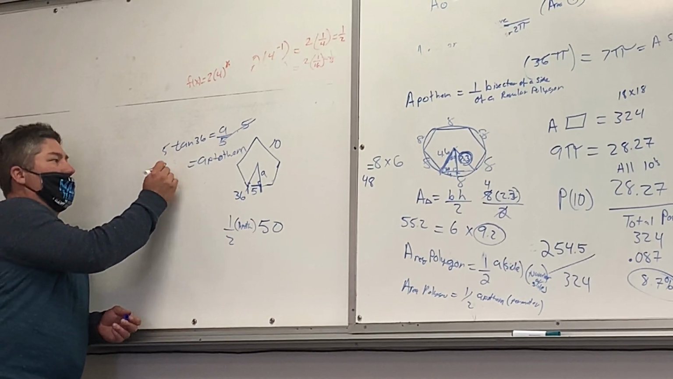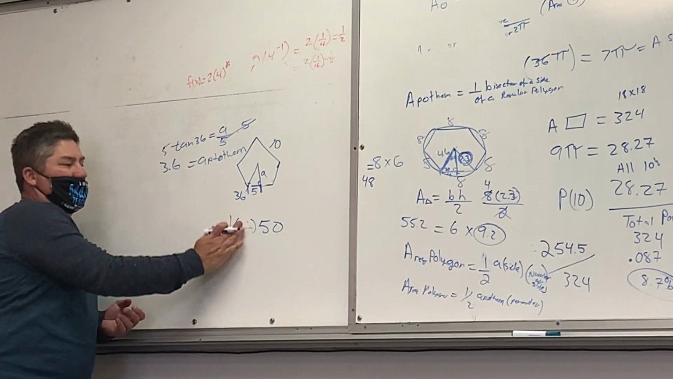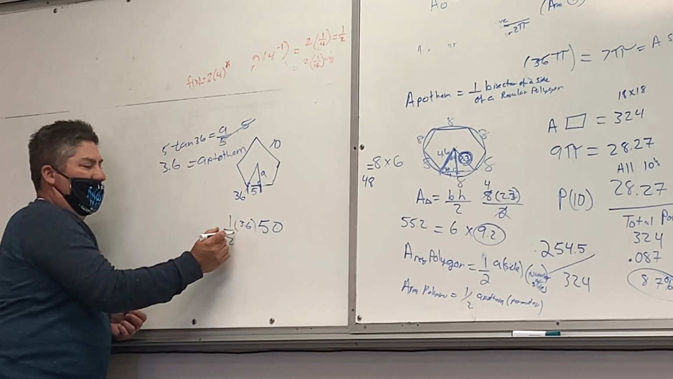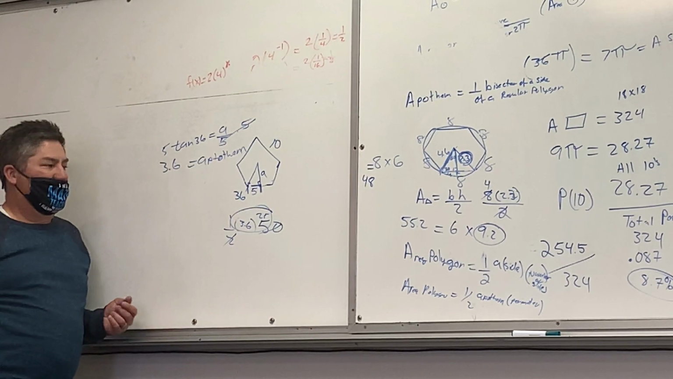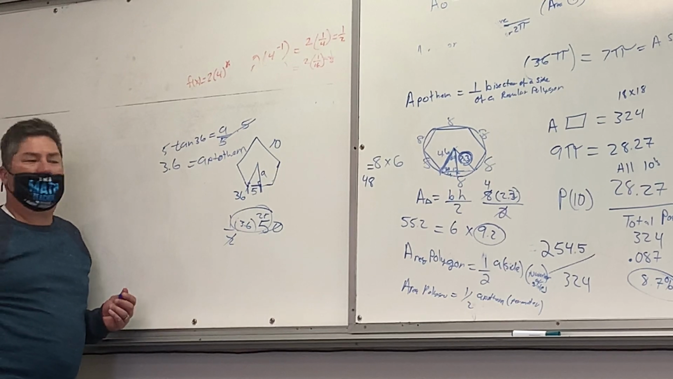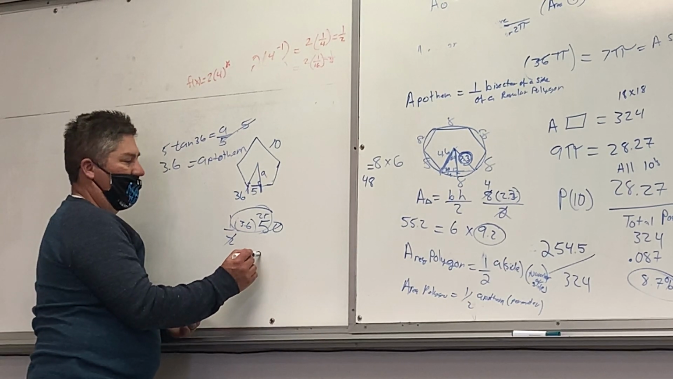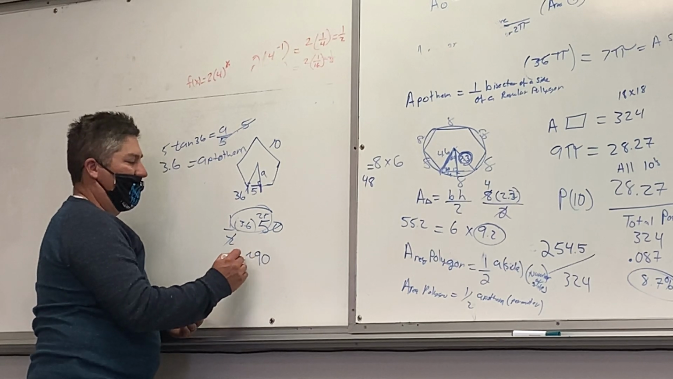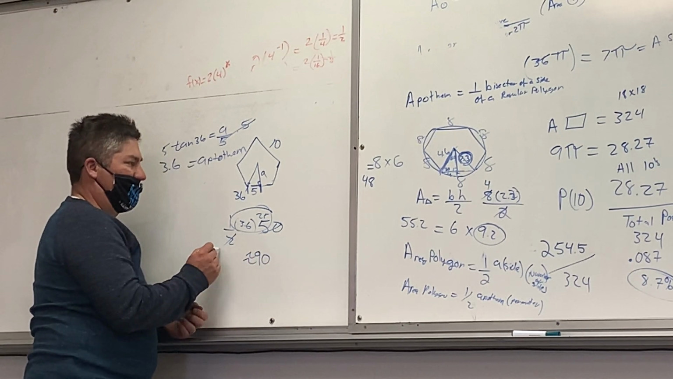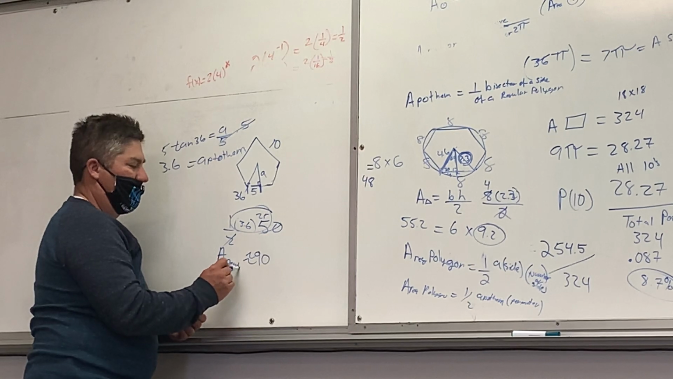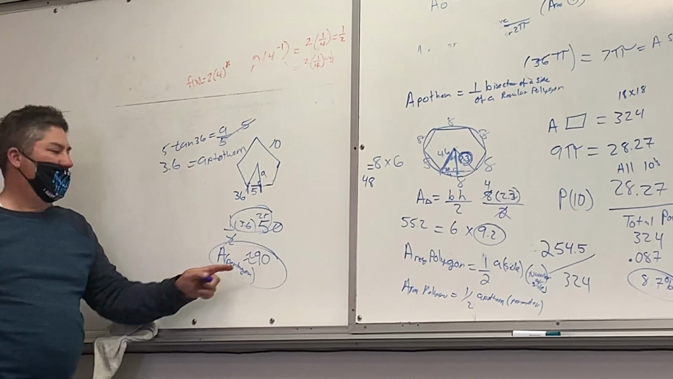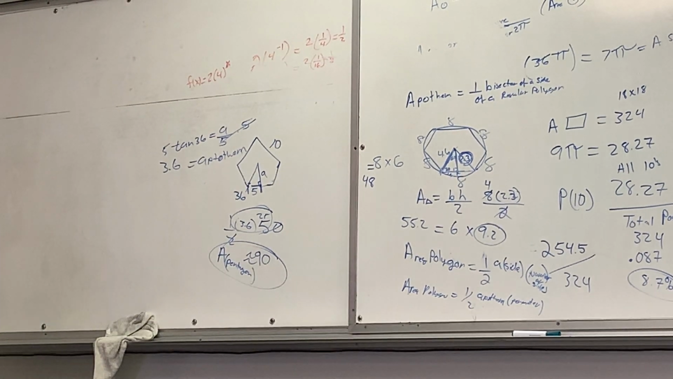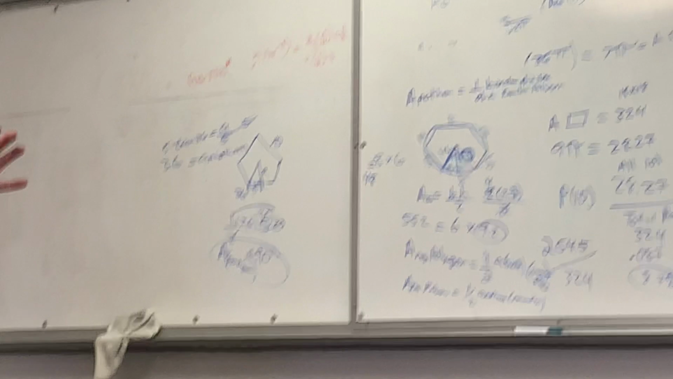Am I ready to go? Yeah, replace this with what? 3.6. Half of 50 is 25, so the easiest thing to punch into my calculator is 25 times 3.6. What did you get? About 90. So about 90 is the area of the whole pentagon. I can do that with any regular polygon.